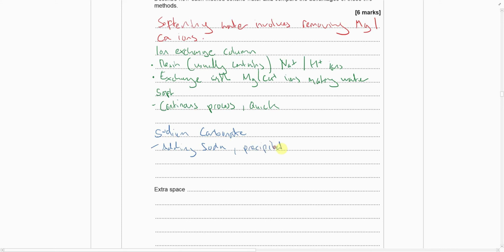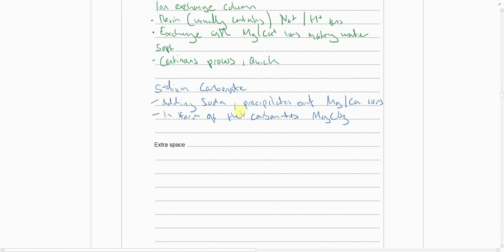It precipitates out, so that means they come out as a solid, the Mg and Ca ions, in the form of their carbonates. So for example, we could do magnesium carbonate. You wouldn't need to know the formula, I'm just writing it there. So adding soda precipitates out the magnesium and calcium ions in the form of their carbonates. What are some advantages of this?